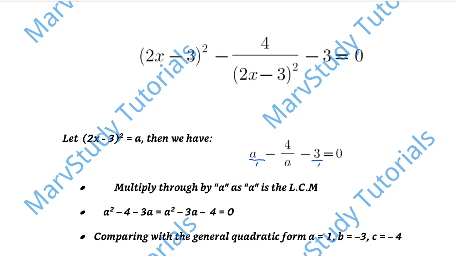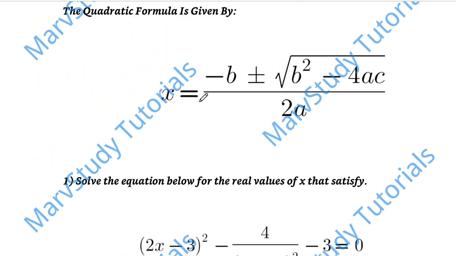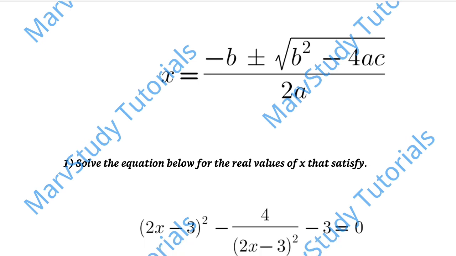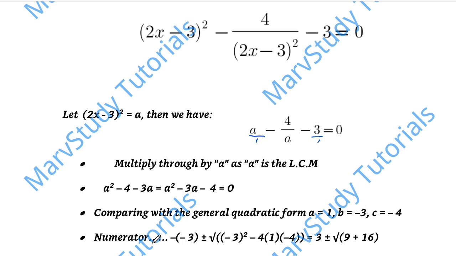So we resolve the numerator of that equation, and remember the quadratic formula x = (-b ± √(b² - 4ac)) / 2a. So all we do is to substitute. So we have -b, so b is -3, so we have 3 ± the square root of b² - 4ac. So b = -3 squared, minus 4 times 1 times c = -4. So (-3)², negative times negative is positive, so we have positive 9, and -4 times -4 is positive 16.